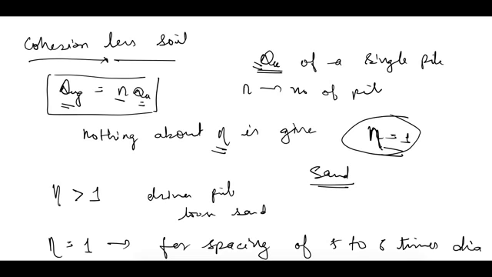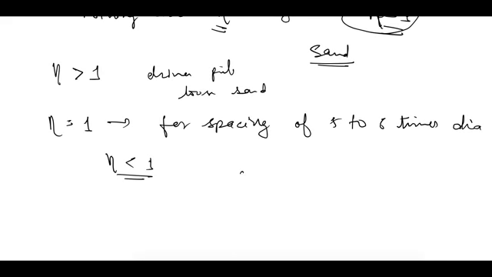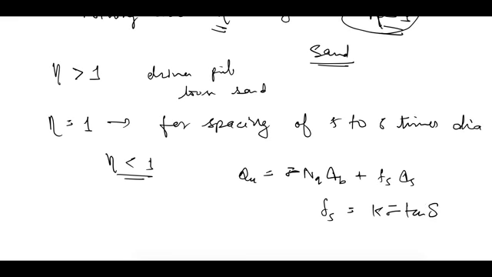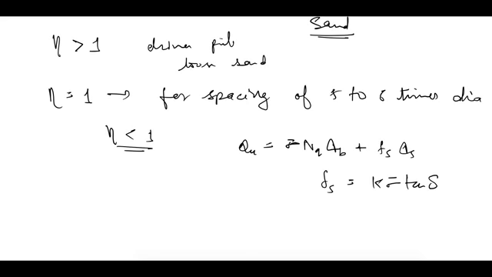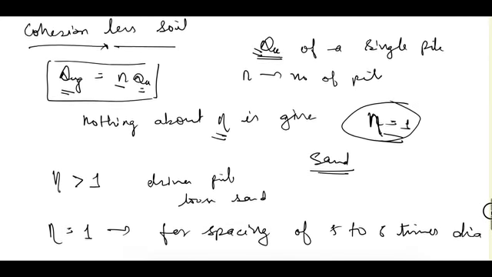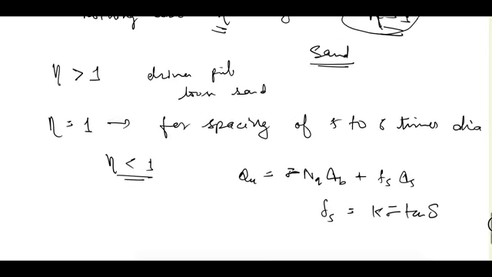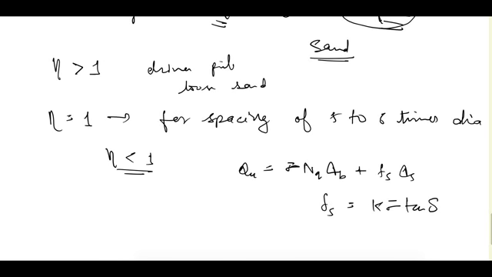And you know how do we find this pile load capacity of a single pile? That is QU is equal to sigma times N cube into area of base plus Fs into As. Here Fs is equal to K into sigma tan delta. So that way we can find out these values. So that is about the pile load capacity of the group of pile.